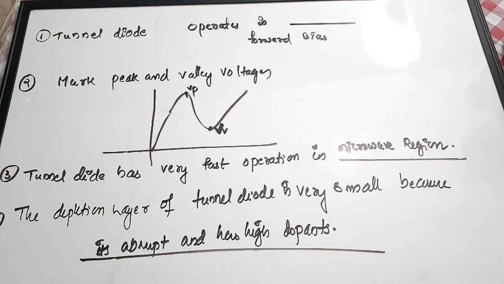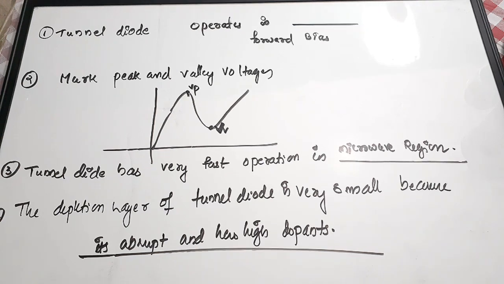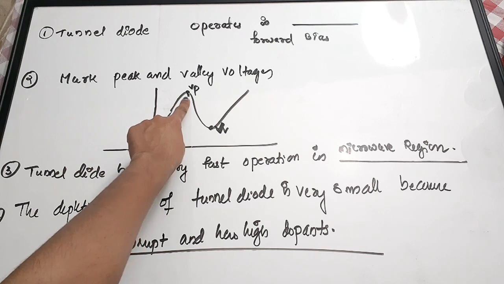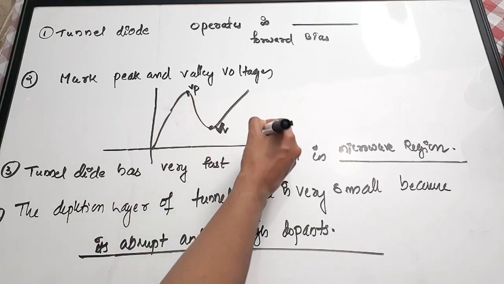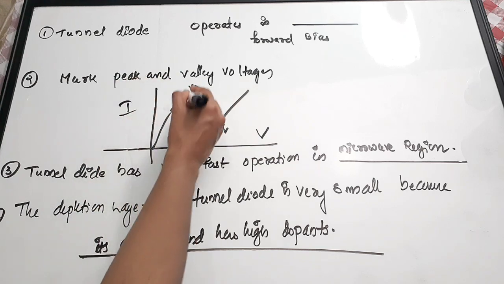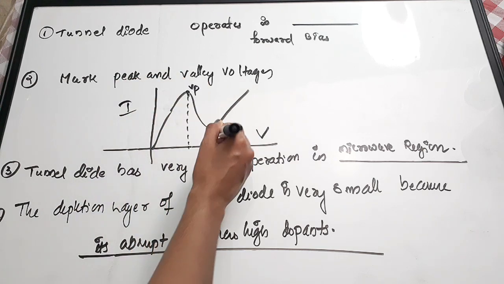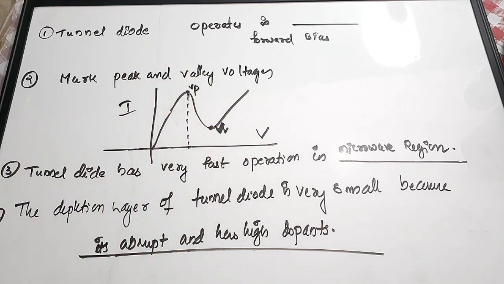Second question, mark peak and valley voltages. In competitive examinations you cannot find this type of question, but while including this question my aim was to talk about the peak voltage and the valley voltage. This voltage is called the peak voltage, this point here. Here, this is V, this is I, right? The voltage corresponding to this point is called the peak voltage or VP, and at that voltage maximum current is flowing due to the tunneling.